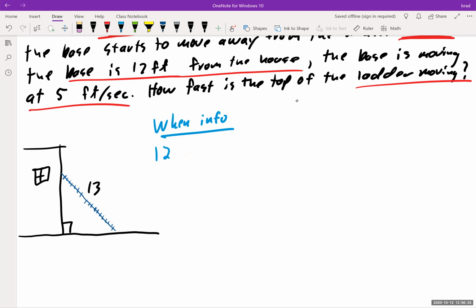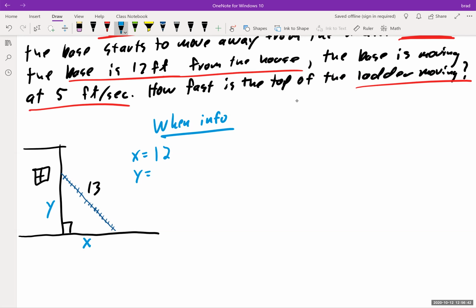So what I normally like to do, if I can, is bring in the X and Y axis. So I'm going to call this my X and I'm going to call this my Y. Okay, so that means that the X is worth 12. But if the X is worth 12, I should be able to find Y using the Pythagorean theorem, right?